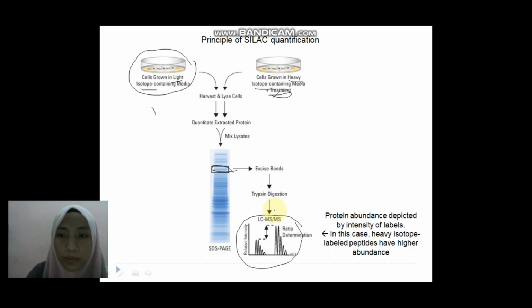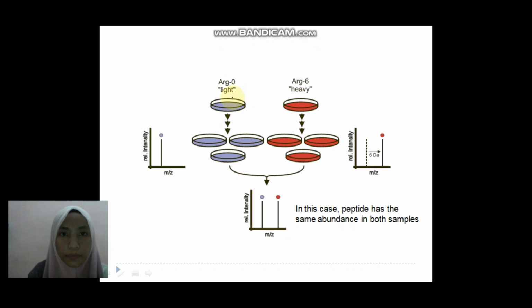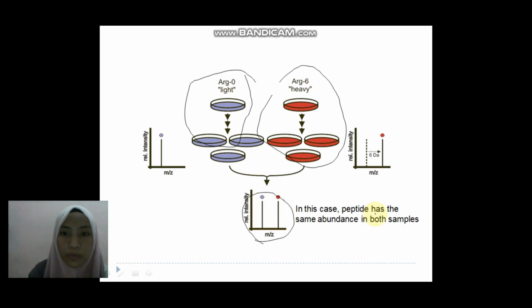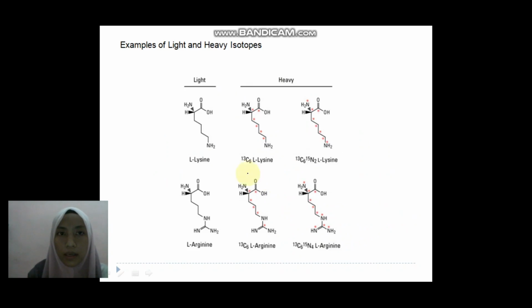Okay, so the abundance is basically depicted by the intensity. The stronger the band, that means it has a higher amount of protein. Another example: this is the control without treatment. This is with the treatment. And so you compare them, you can see the abundance. You compare between light and heavy. So in this case, the peptide has the same abundance in both samples. And another one. Okay, so this one is like the control. This one is the one that is treated.